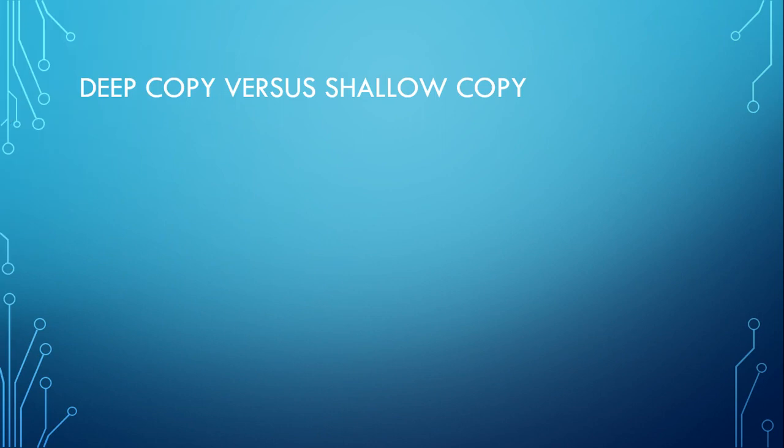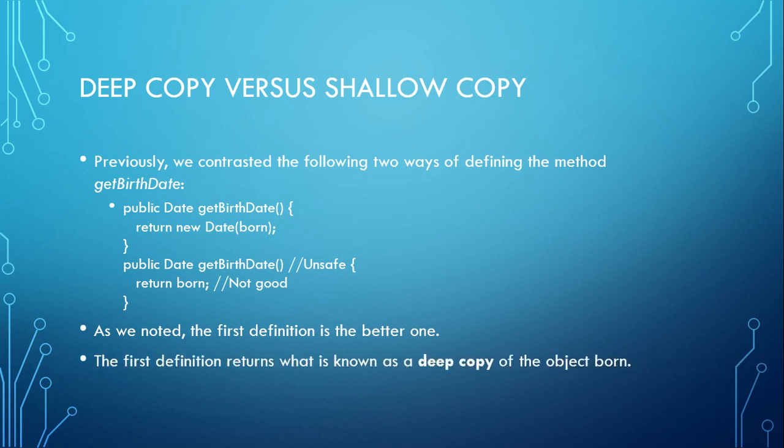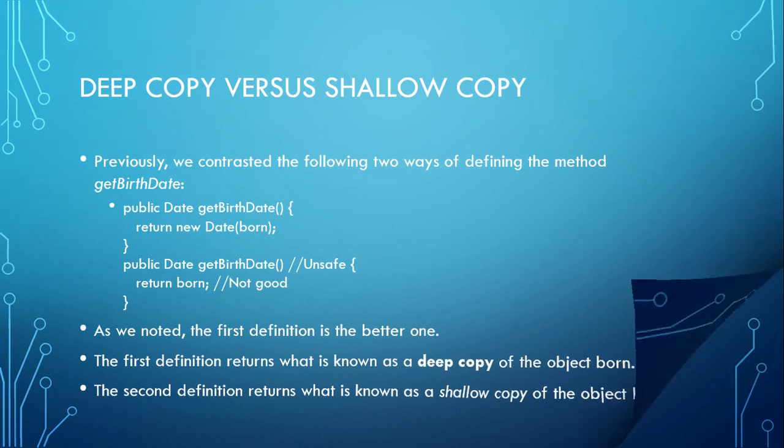All right, one of the last things to discuss for this lesson today is deep copy versus shallow copy. Previously we contrasted the following two ways to define the method getBirthDate. We had public Date getBirthDate, return new Date(born), and public Date getBirthDate, return born. If you recall, the second way was the unsafe way, the not good way. That's what we discussed in the previous lesson. And the first one, of course, is the proper way that we should be constructing our objects. The first method is better simply because it's returning what is known as a deep copy of the object. The second definition returns what is known as a shallow copy of the object.